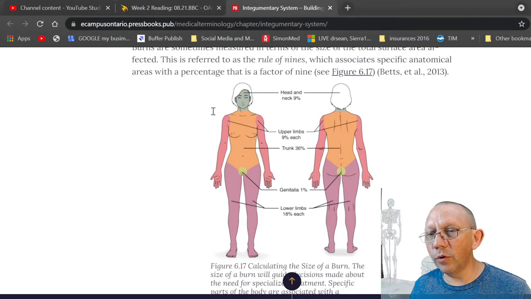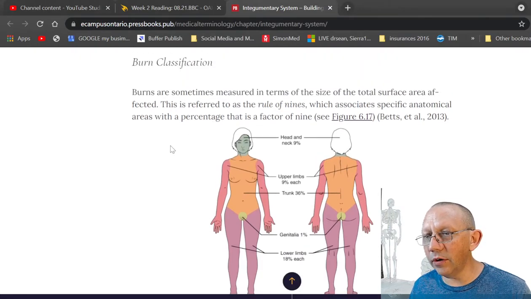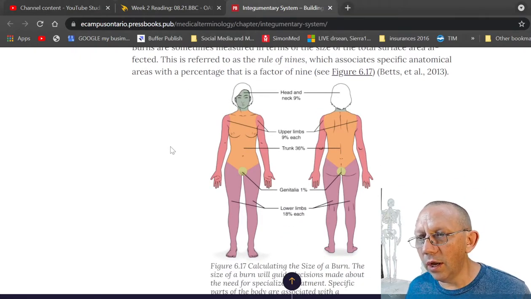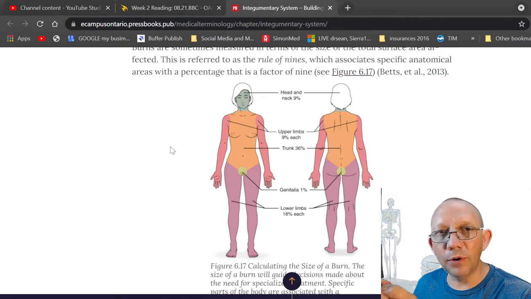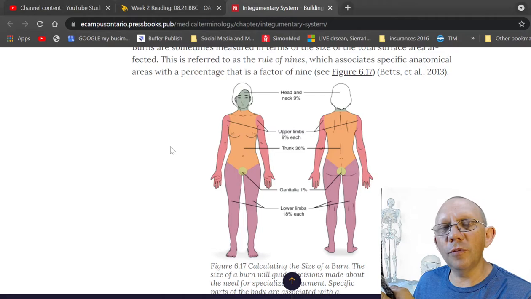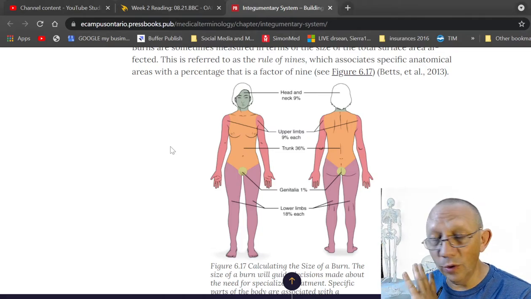Burns. Oh, burns. We go with the rules. Okay, so we have here the rule of nines. The rule of nines is body coverage. So if you have 9% of body coverage burn, first, second, or third degree, or whatever it is, these used to determine really survivability. Anything over like 40-50%, you were not going to make it.